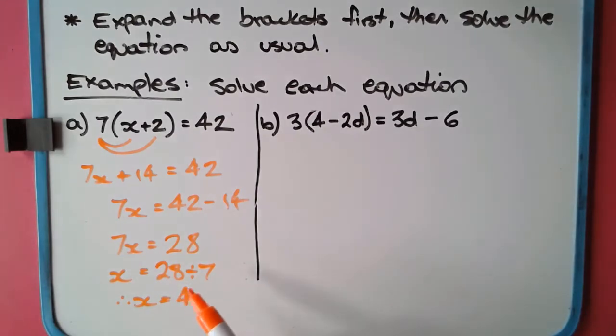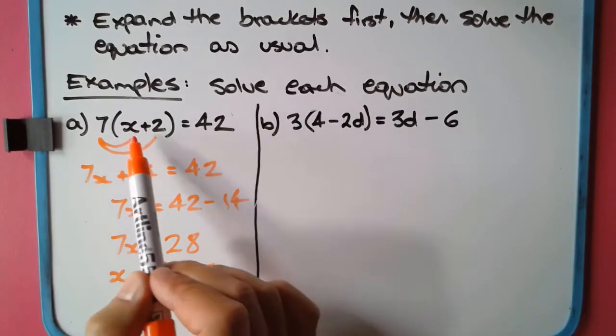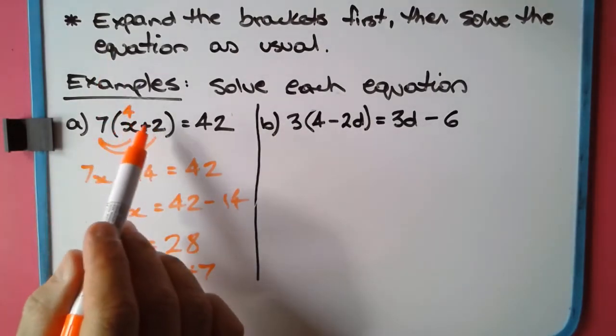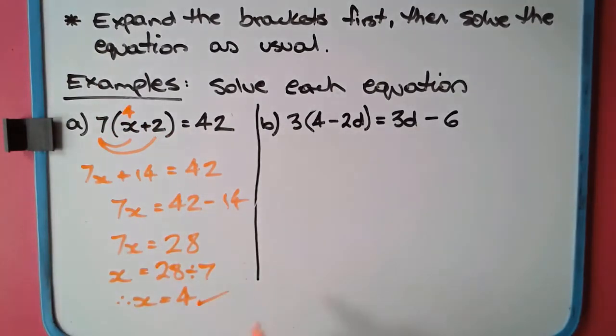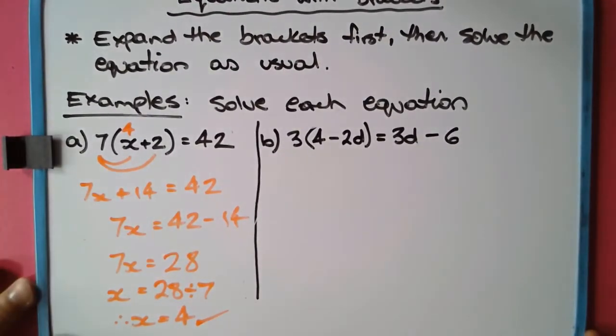Of course, we can test our answer to make sure that it does work. If you take the number 4 and substitute it into the original equation, I might just put a little 4 there, 4 plus 2 is 6, 6 times 7 is 42. So that works. Just adjusting the camera a little bit. Yep, that's probably a bit better there.